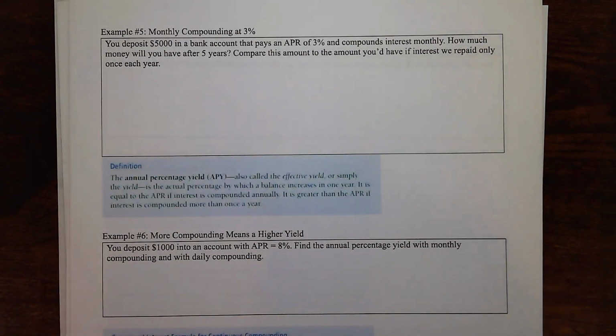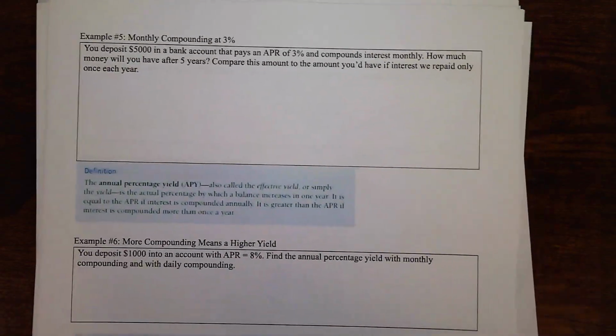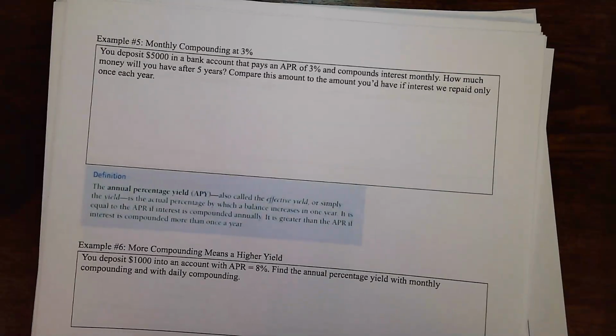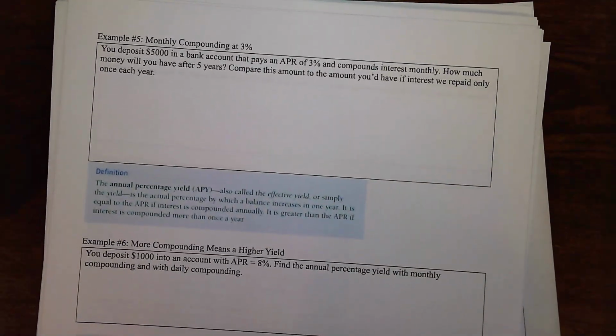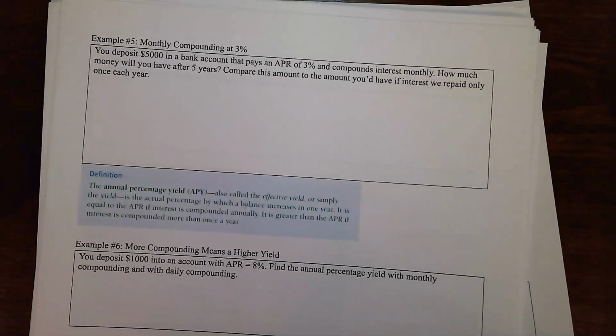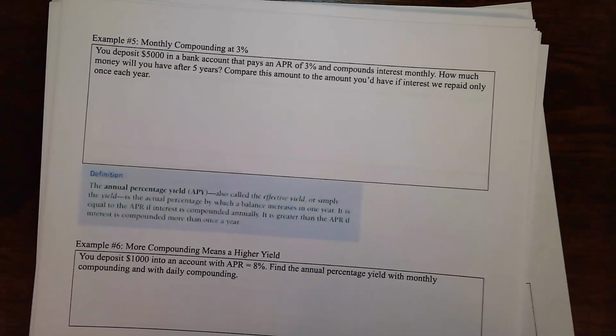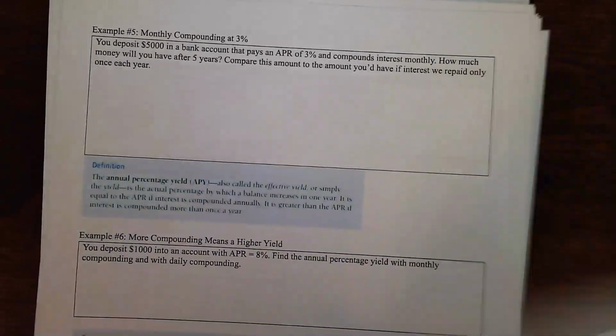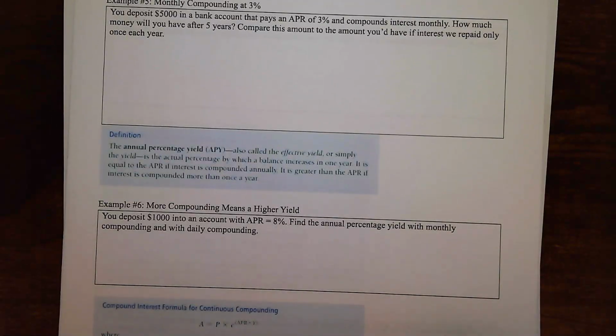Now we're going to look at compounding for a certain number of times per year. In this case, it'd be monthly. You deposit $500 in a bank account that pays an APR of 3%, compounded monthly. How much money will you have after 5 years? Compare this to the amount you'd have had if interest was paid only once per year. So we're going to compare the formulas here.